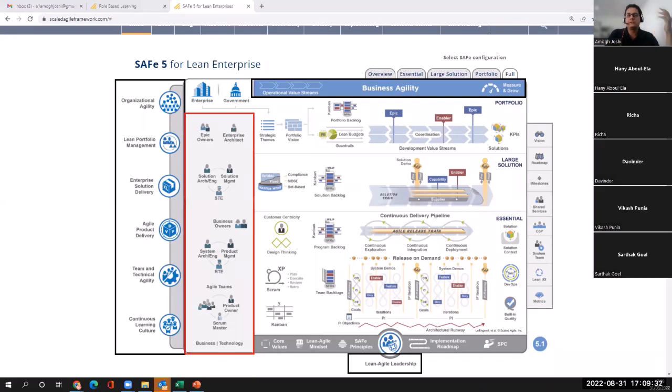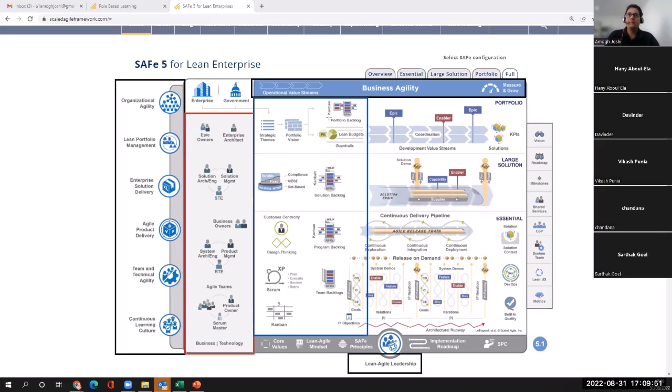So first question is, what are the core competencies? The second question is, what are the different roles in SAFe that we have? The third question you can ask is, what are the different type of backlogs there and how do we manage backlog? So these are the different type of backlogs.